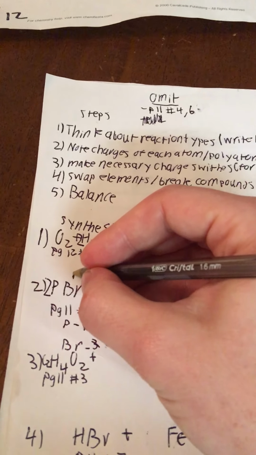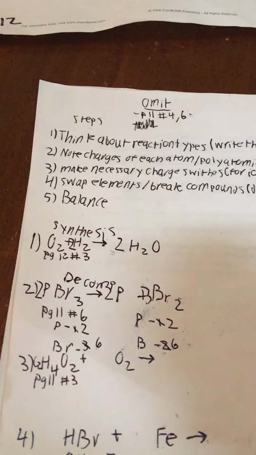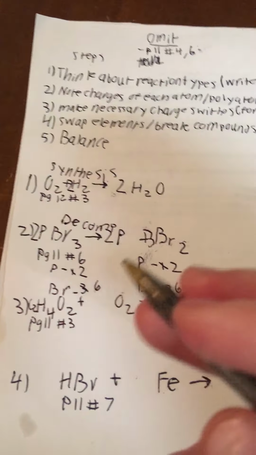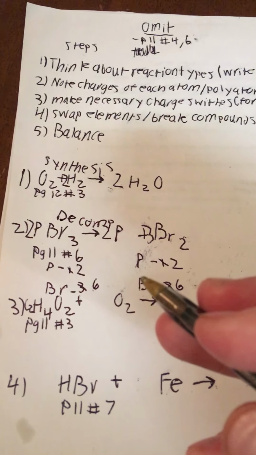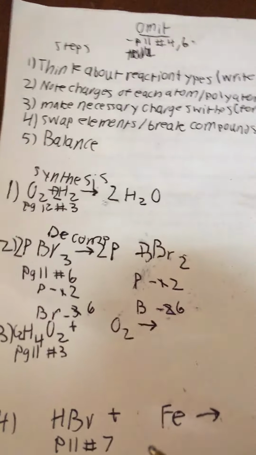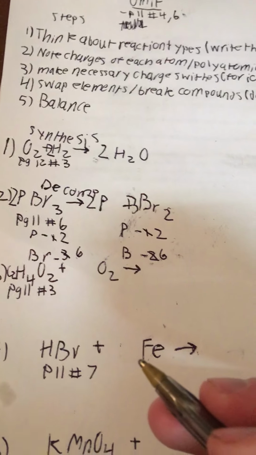Oh, also, I forgot to write decomp. I'm just going to write decomp right there. I'm going to shorthand it. So we're balanced. We predicted the product. And now we have our balanced equation. So yeah, I'd say we're good on that one. All right, let's move on.